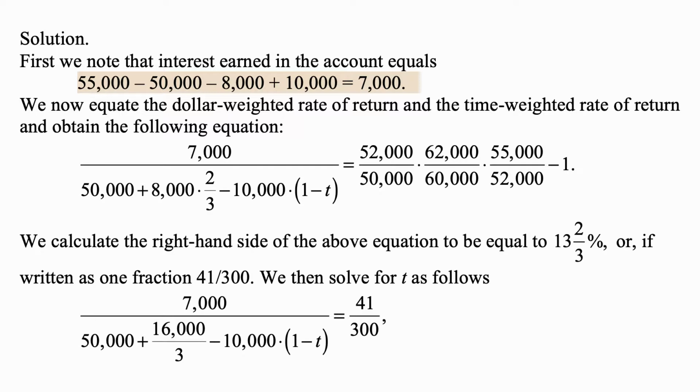$7,000, the net amount of interest, divided by $50,000 times 1, which was initially in the account, and we think about it as $50,000 in the account for a year, so multiply by 1, plus $8,000, which was deposited in such a way that it was in the account for 2/3 of the year, so that's why it's multiplied by 2/3, but $10,000 is taken out for a fraction of the year, which equals 1 minus t. That's why it's subtracted, because it's taken out, and it's multiplied by the amount of time that it was out of the account. That's how you treat the withdrawals.